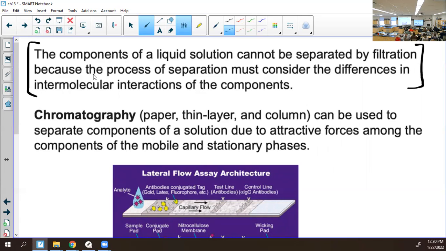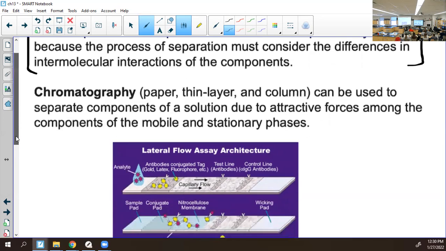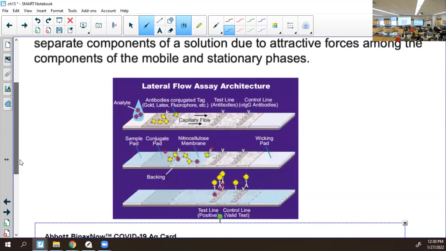And we use chromatography. Paper, thin layer, and column. Thin layer and thin paper are called the same thing very often. They can be used to separate components of a solution due to attractive forces among the components of the mobile and stationary phase. We'll talk about and define what these things are. But this is a pretty cool application of chromatography.